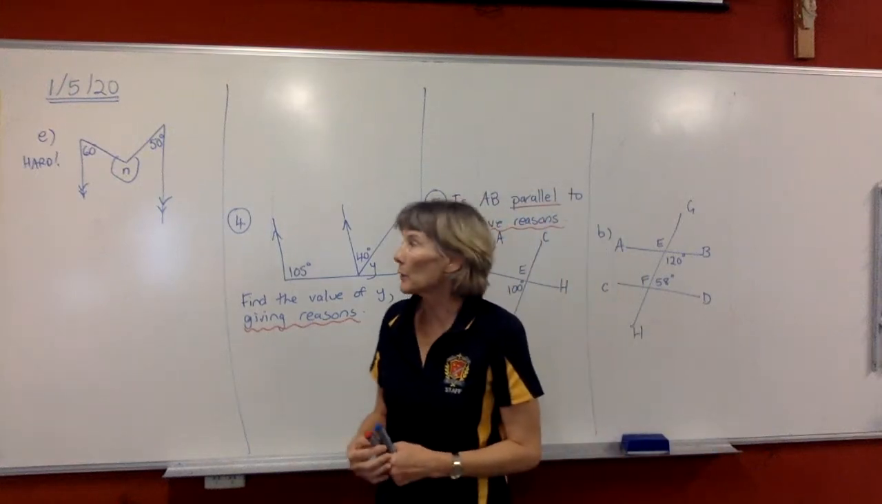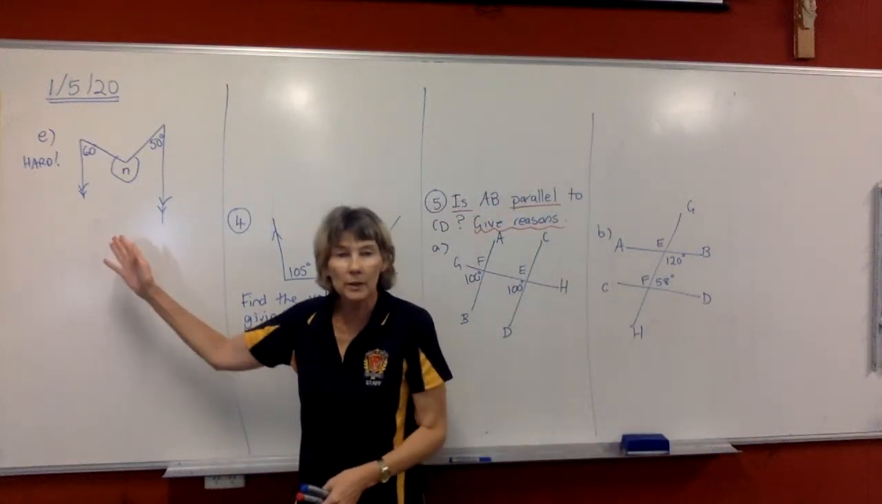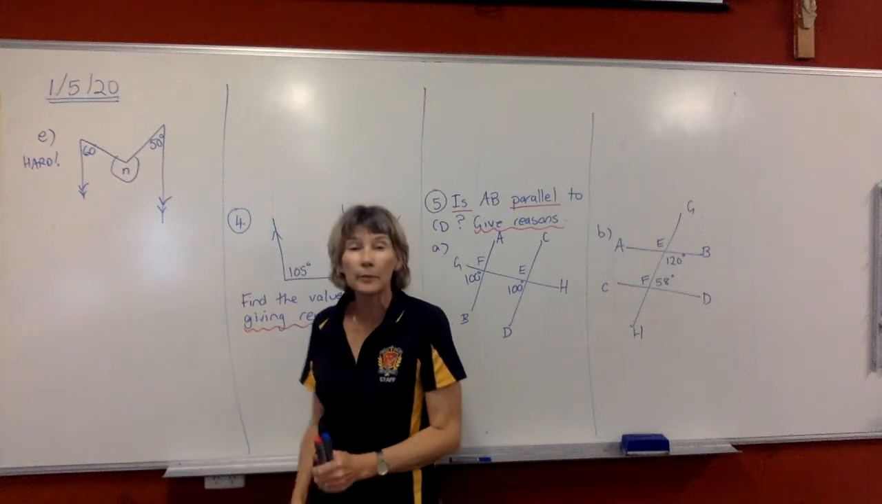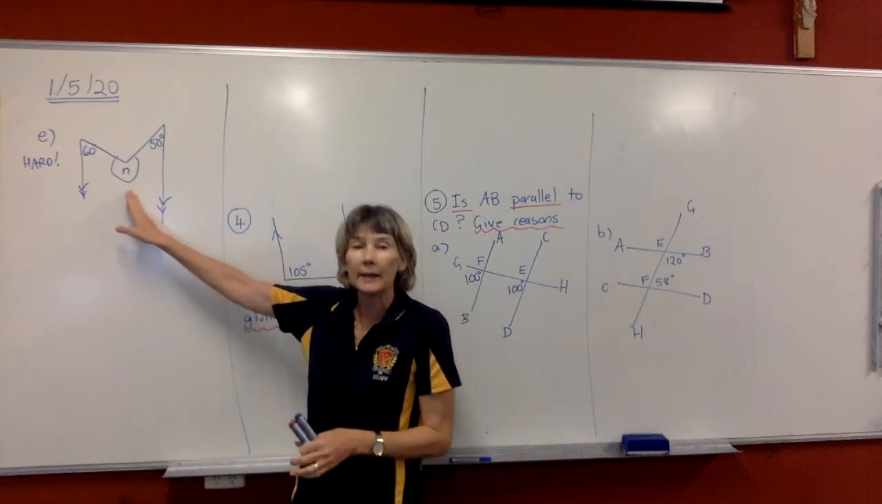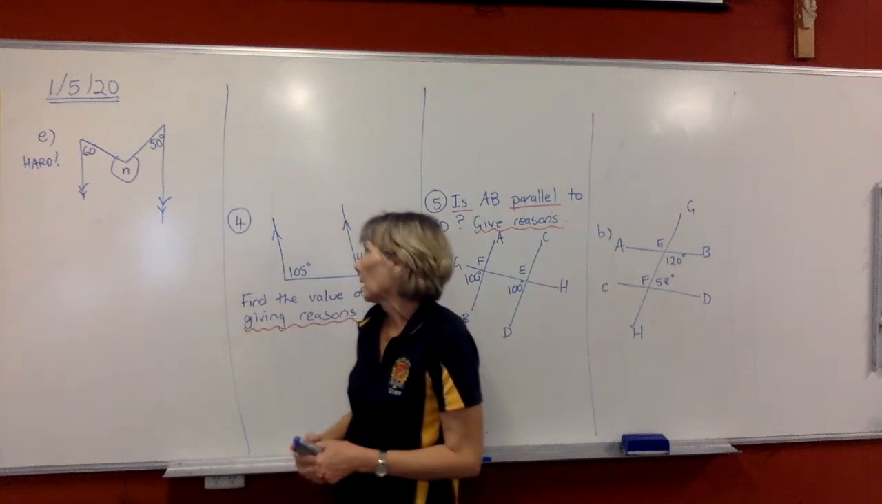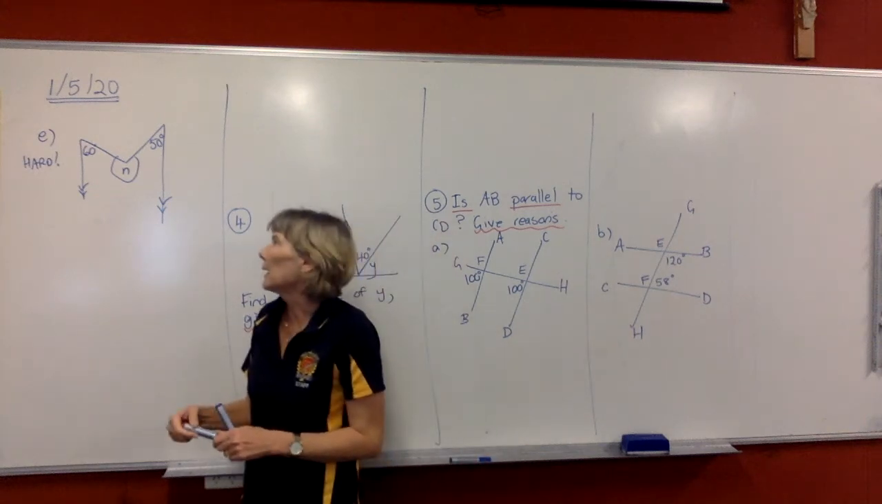So we're just going to continue with the last lot of examples. This first one up here is continuing on from number 3 on the previous video. So we're going to find the value of n and we're going to give reasons along the way. So you need to get your red pen here.